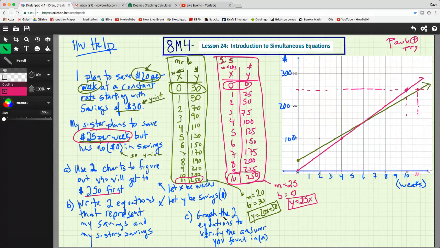Now another question. We've written our two equations. We've charted and we found out my sister will get to 250 faster. We've graphed the two things and we've proven that my sister will get there faster because she'll get to 250 here in 10 weeks and I won't get there until 11 weeks. But the other neat thing you can ask about this graph is, when do we have the same amount?